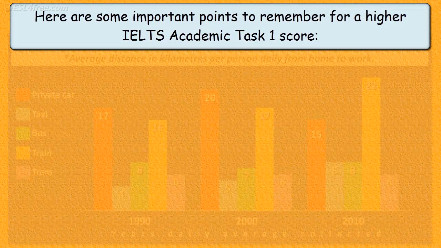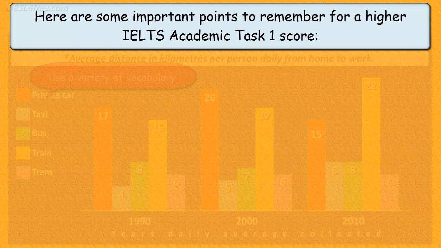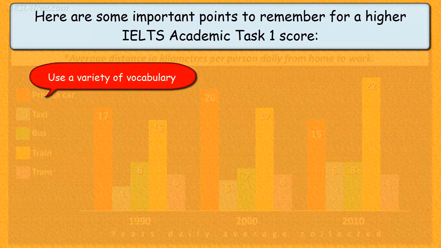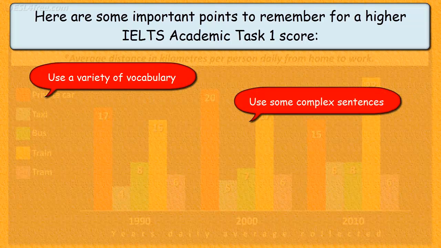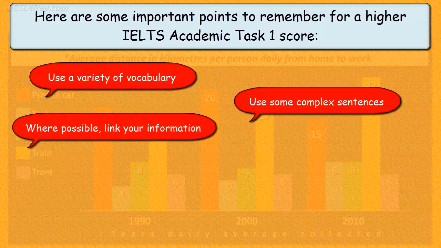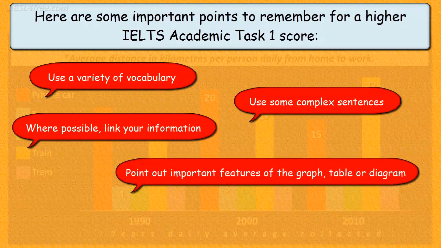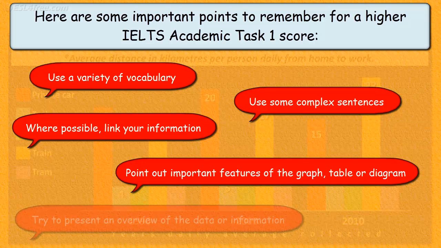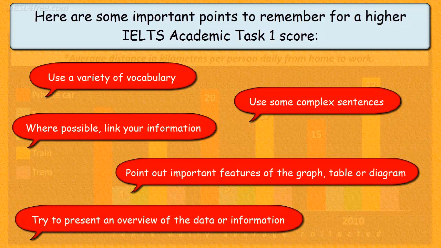Here are some important points to remember for a higher IELTS Academic Task 1 score. Use a variety of vocabulary. Use some complex sentences. Where possible, link your information. Point out important features of the graph, table or diagram, and try to present an overview of the data or information.